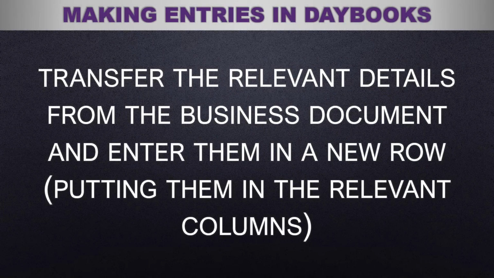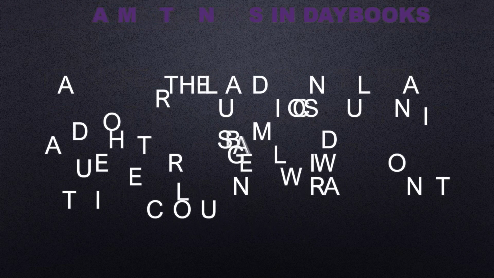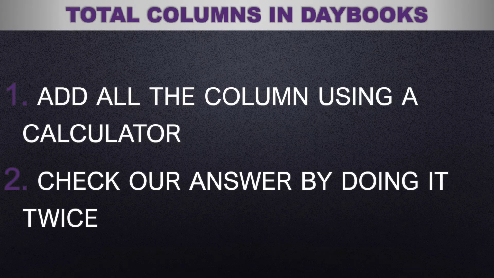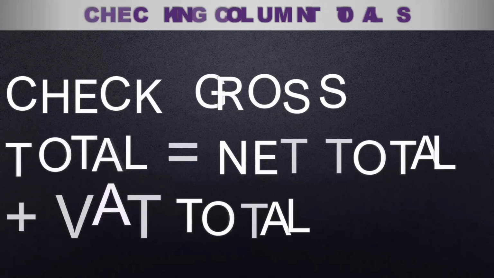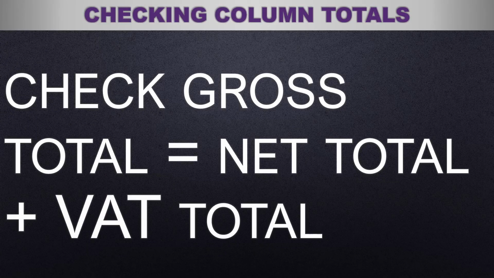To make entries in any of these books supplementary, we need to transfer the relevant details from the relevant business documents and enter them into a new row, making sure to put the details in the relevant columns. To total the columns in the book supplementary, we need to add up using a calculator to avoid making mistakes, and then check our answer by doing the calculation again. One handy way to check whether the column totals are correct is to check that the total of the gross column equals the total of the net column plus the total of the VAT column.